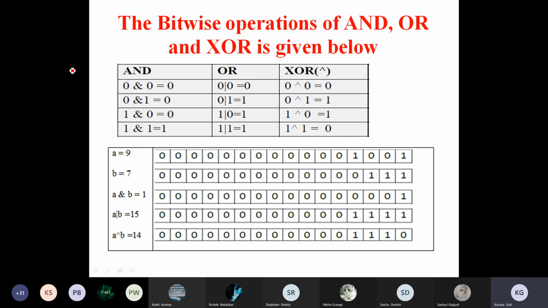Is that clear? Yes, ma'am. Okay, so now, if you want to, people can play with it, you can check it out. I'm just giving an example.